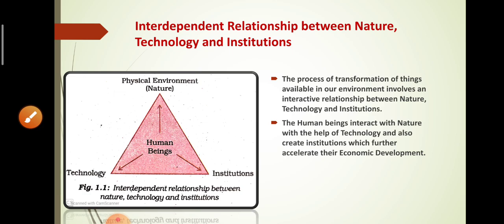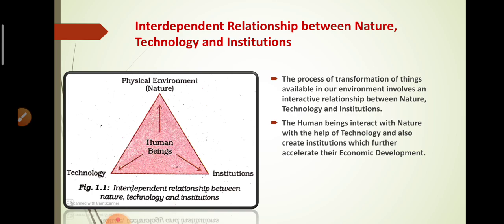We now move on with the chapter and discuss the interdependent relationship between nature, technology, and institutions. In the process of transformation of things available in our environment, human beings interact with nature with the help of technology and then create institutions to accelerate economic development. Let us take an example and understand.